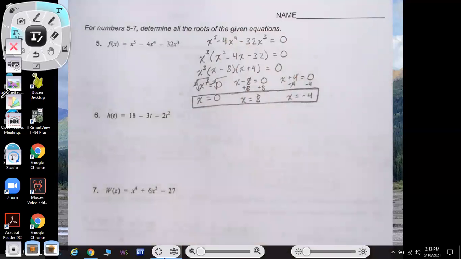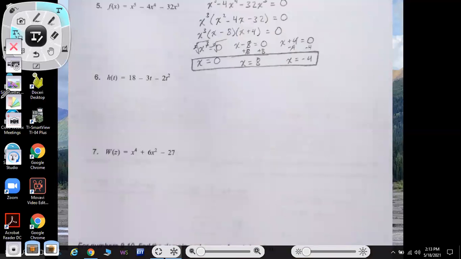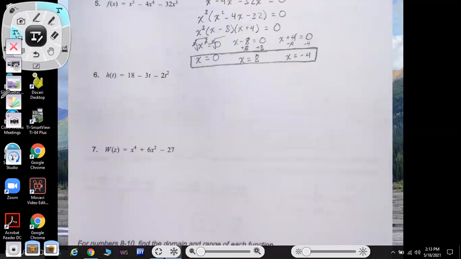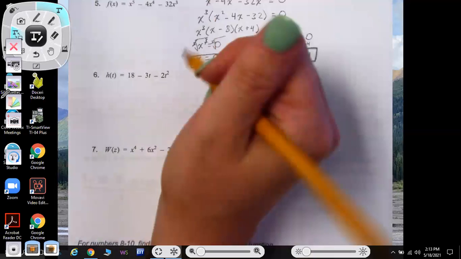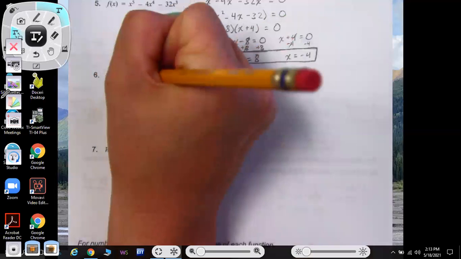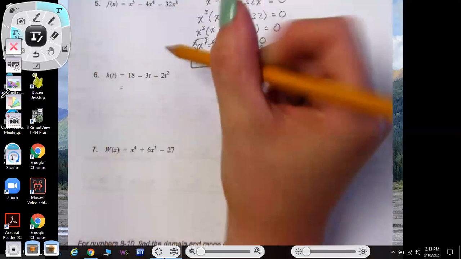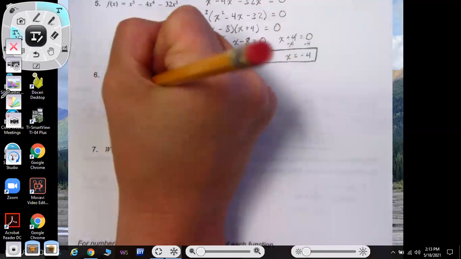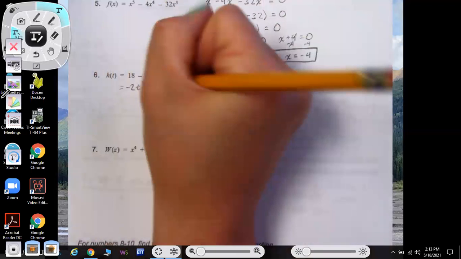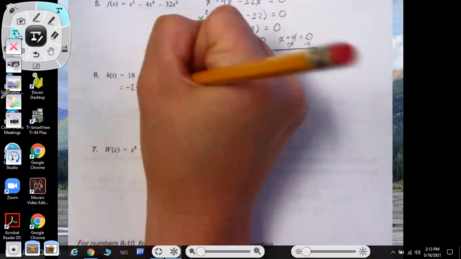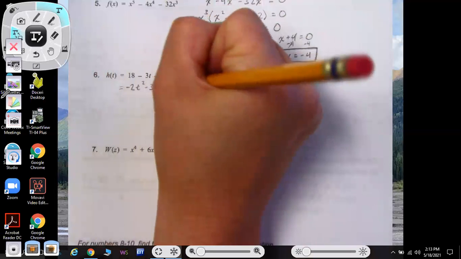Okay, on number 6, we have to use the quadratic formula to find the roots. In order to use the quadratic formula, this function needs to be in the correct order. We need negative 2t squared first, then negative 3t plus 18.